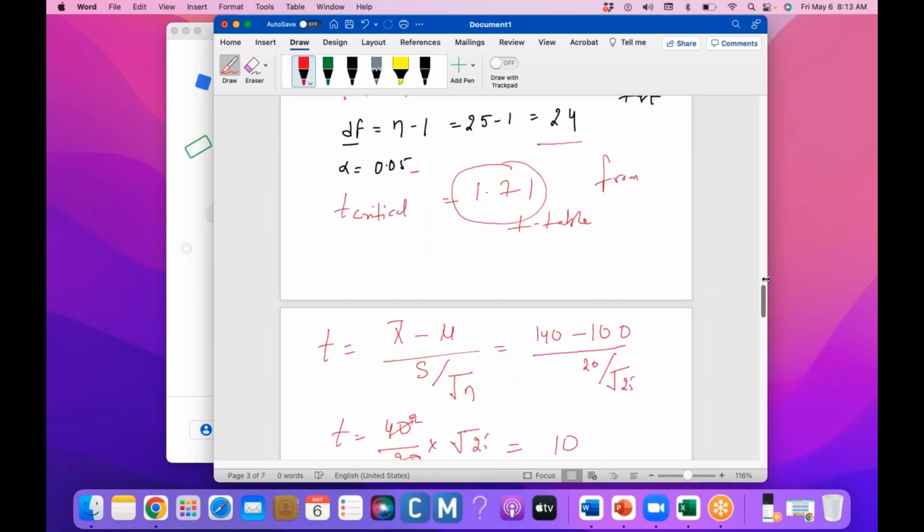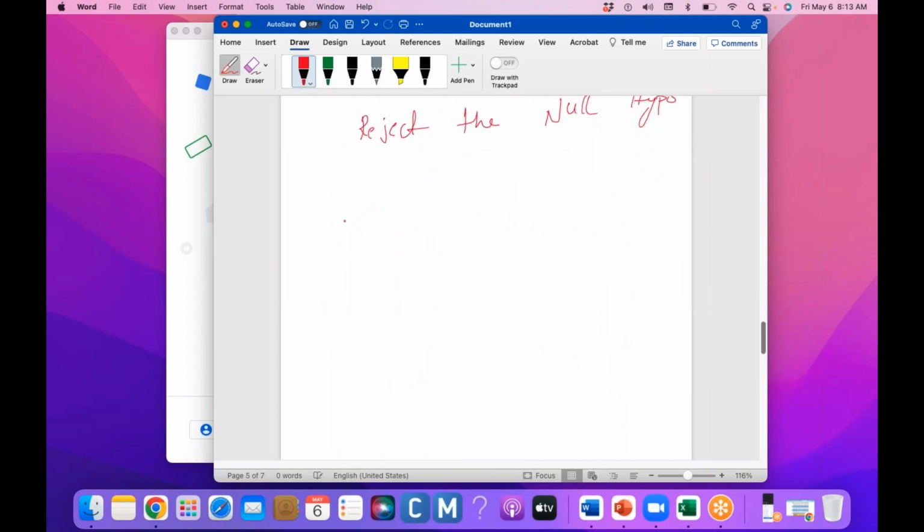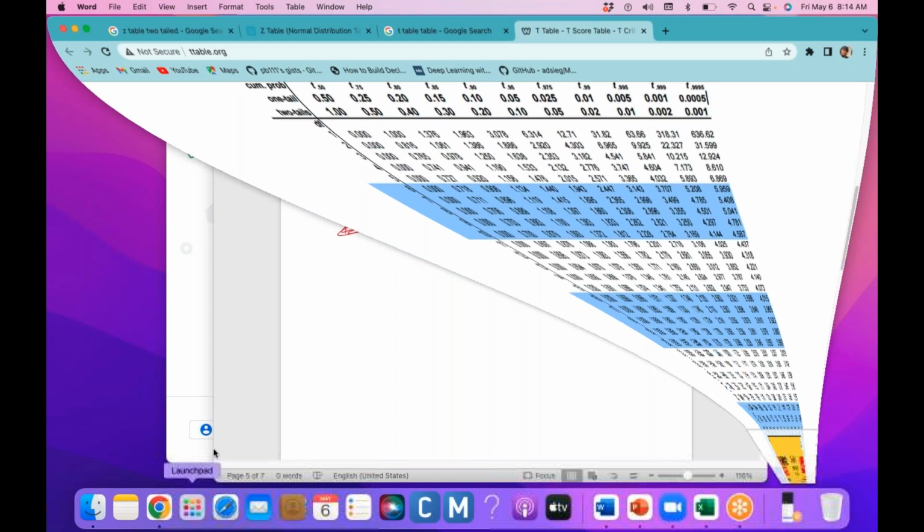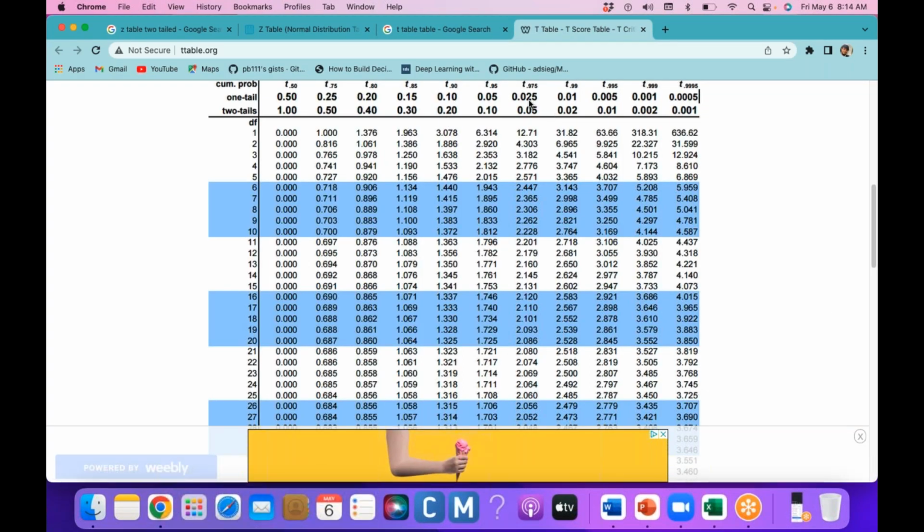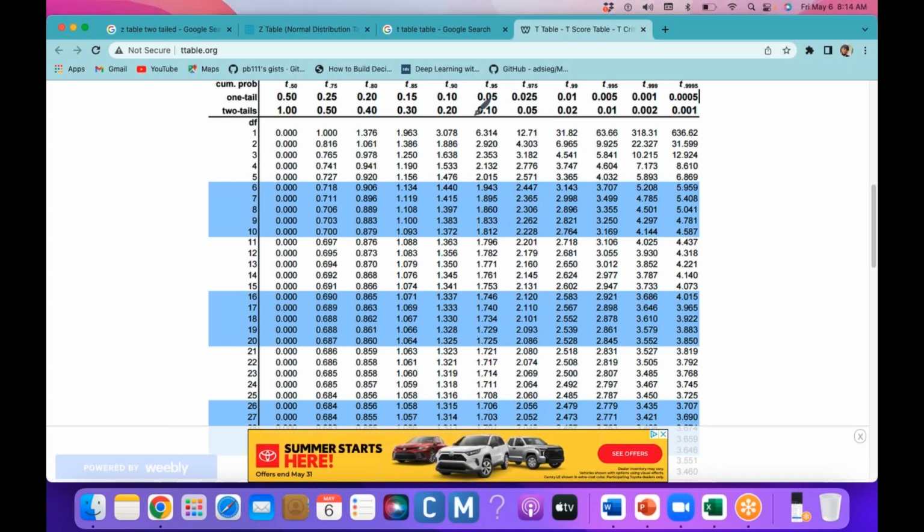Alpha value is 0.05, then 1 minus alpha by 2, in the sense 0.025, so 0.025, right? So you have to remember this value 0.025. Alpha value is 0.05.